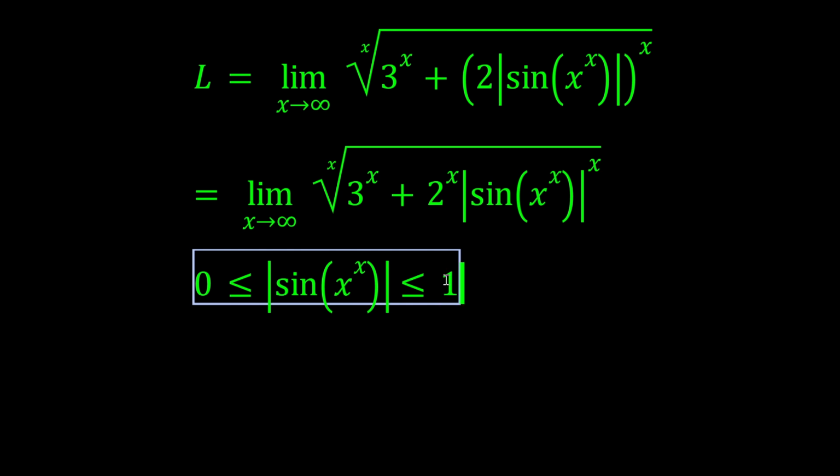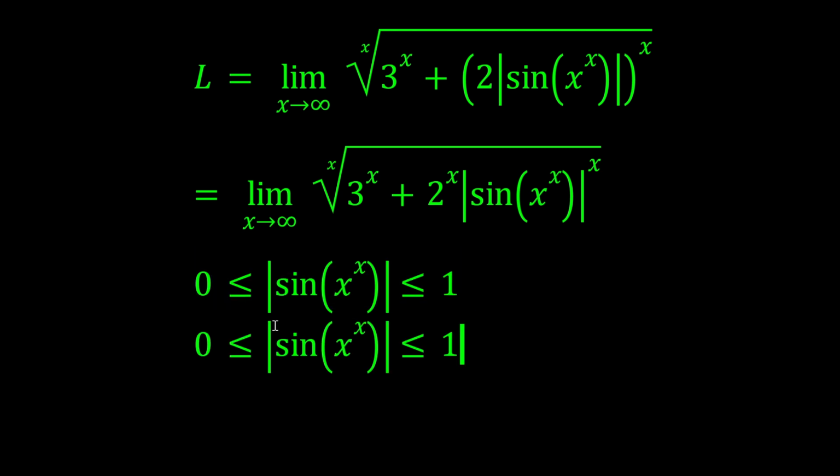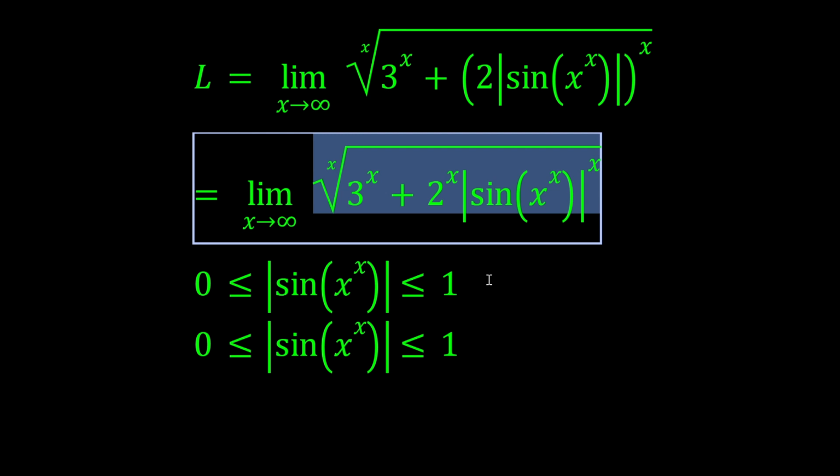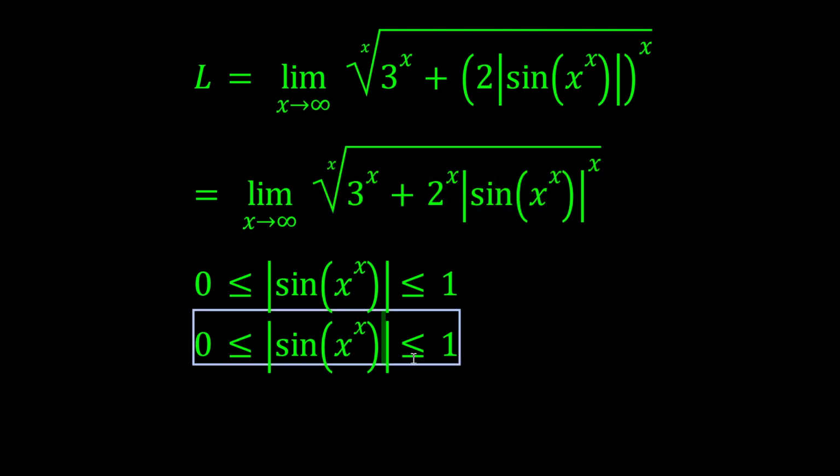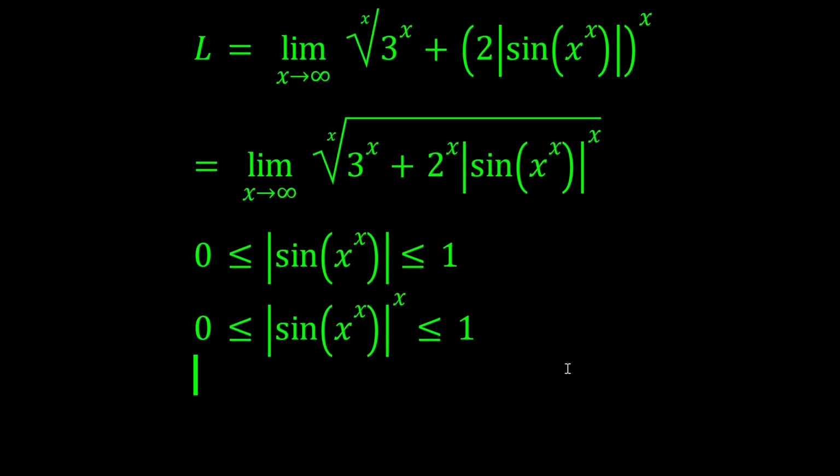Great, so now we just want to set up an inequality for the limand. We can raise both sides to the x power, which I think is fine, right? Because everything's positive. Should be fine, hopefully.